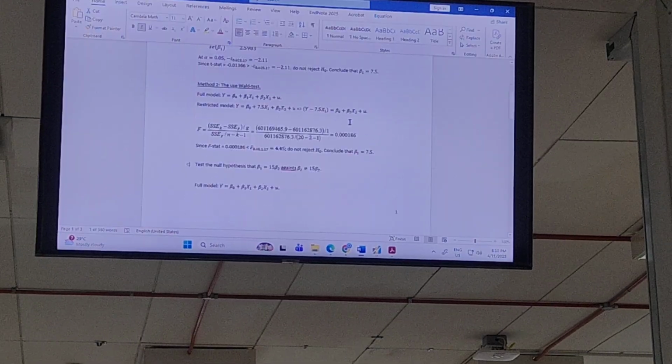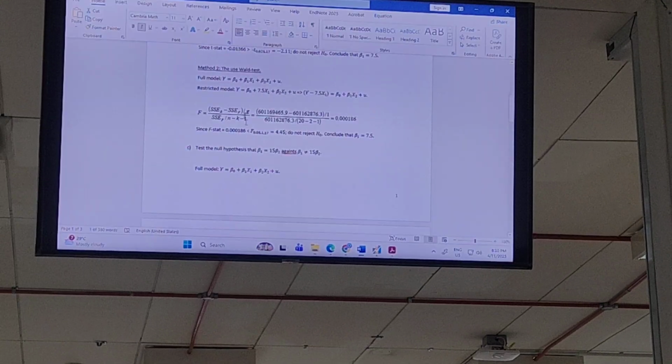Method 2 and method 1. For method 2, you can use the Wald test, also discussed in the recorded explanation. In order to use the Wald test, you can use this formula. But to use this formula, you have to get the sum of squared errors for the full model and the restricted model. The full model is the original model, and the restricted model is the model when the null hypothesis is true. The null hypothesis says that beta 1 equals 7.5, so you can replace beta 1 with 7.5 here and then rearrange the equation.